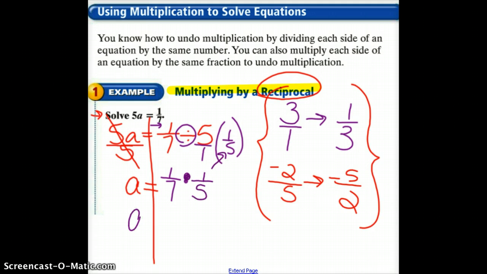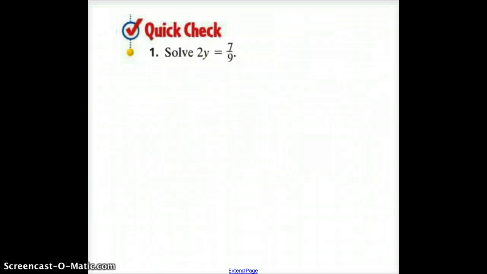Now, a equals, I do a cross multiplication. 1 times 1 is 1. 7 times 5 is 35, and I have my answer. Let's do one more of those.